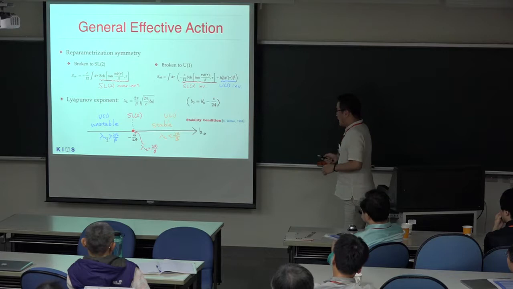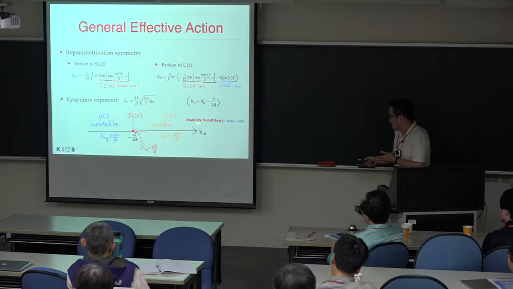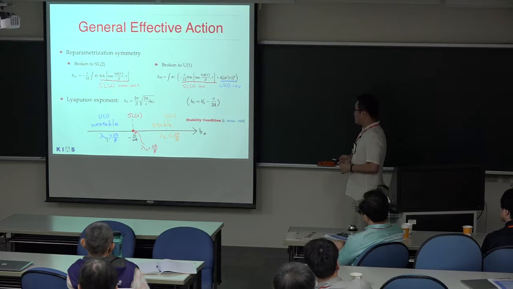It turned out that depending on V0, when V0 is greater than minus c over 24, then the chaos bound holds. In particular, when V0 is this value, it's maximal chaos. But in the other case, when V0 is lower than this one, the reaction response violates the chaos bound. And this exactly matches the stability condition found by Witten when he studied the stability of this quotient orbit of the diffeomorphism on the SO1 moduli.